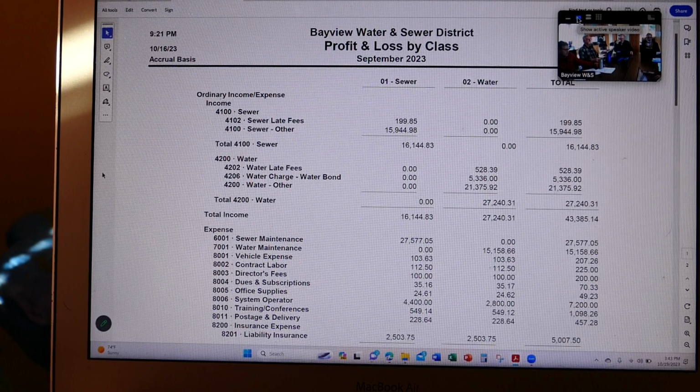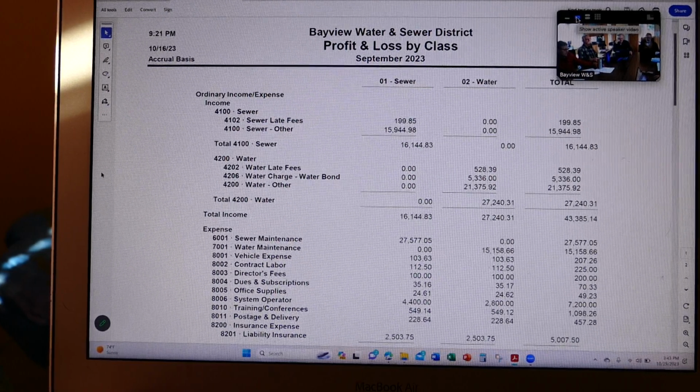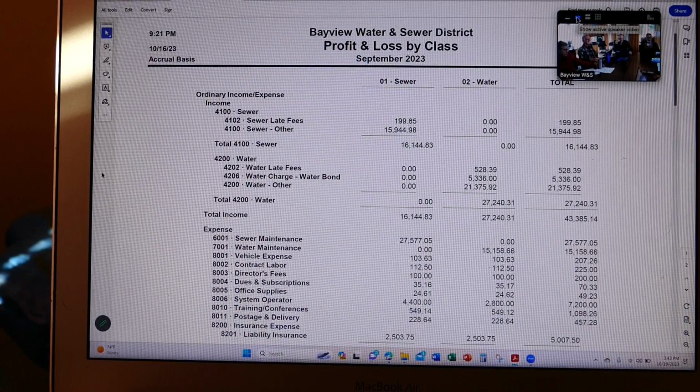Next month I'll have a little bit to report on certification fees. They send us that two times a year. That's around July and around December.